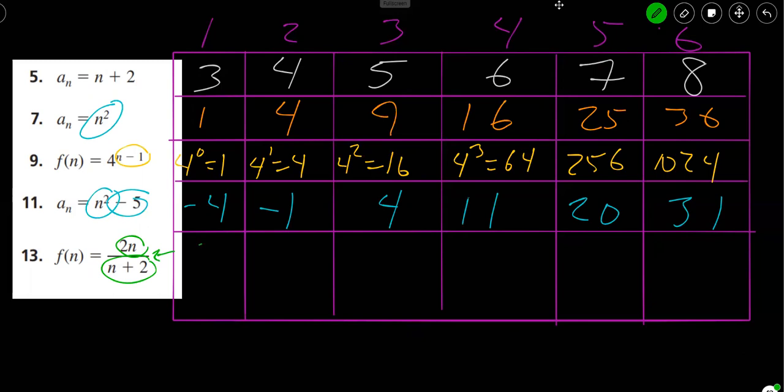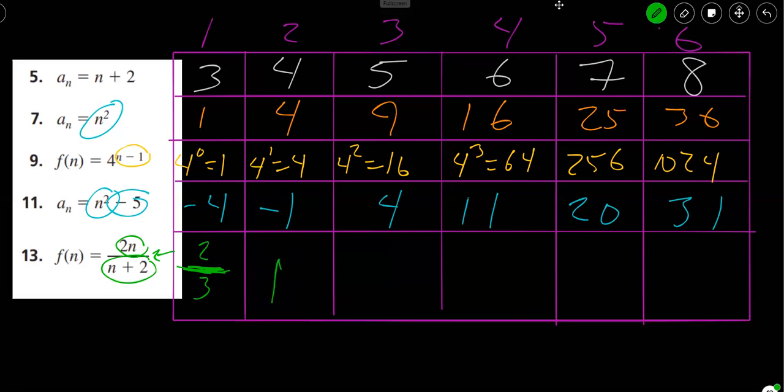So 1 times 2 is going to be 2. 1 plus 2 is going to be 3. So I get 2 over 3 for my first fraction. Can't draw my fraction lines apparently. Next one is going to be 4 over 2 plus 2 is 4. Well, instead of writing 4 over 4, just reduce it to 1.